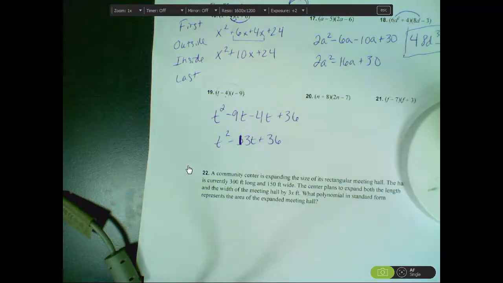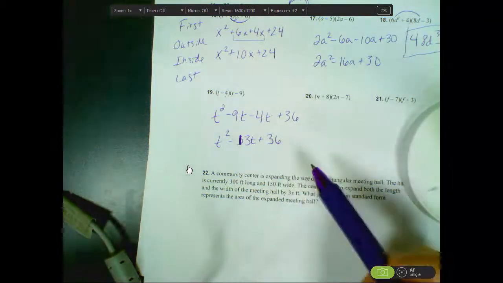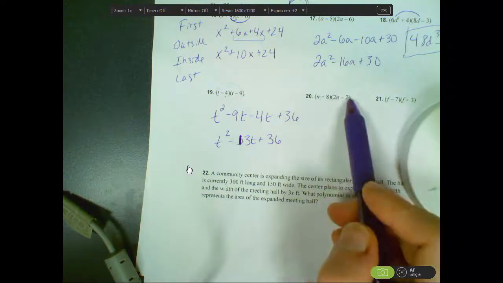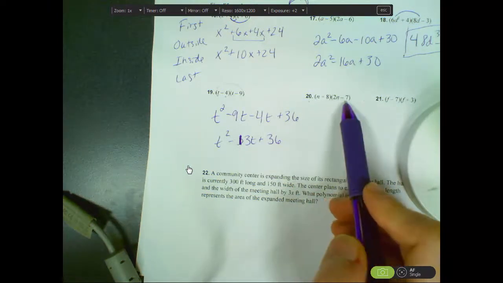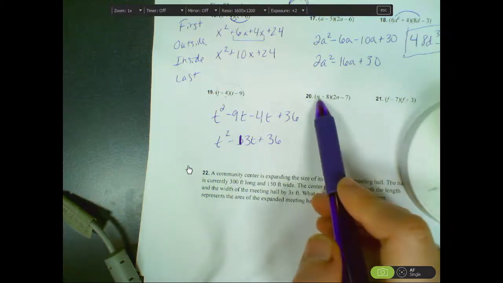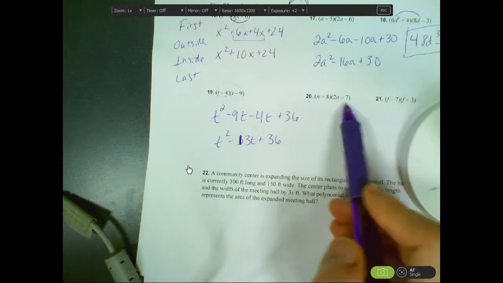You're going to be doing this a lot, so you'll get really, really good at it, but I really need you to understand the concept of what's going on. A lot of times people do n times 2n and then 8 times negative 7. But you have to remember that you have to distribute this n to both of these terms and the 8 to both of these terms.